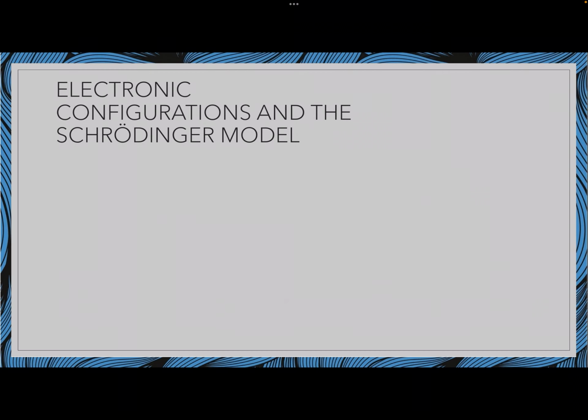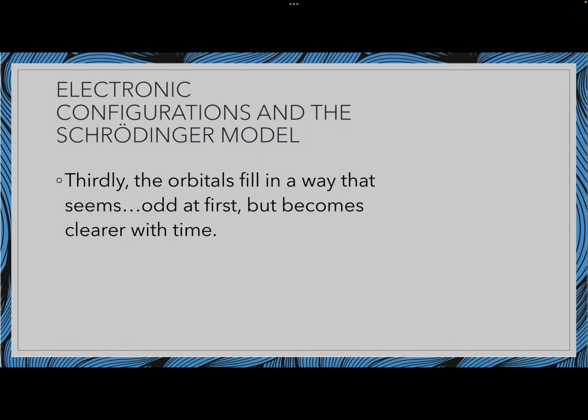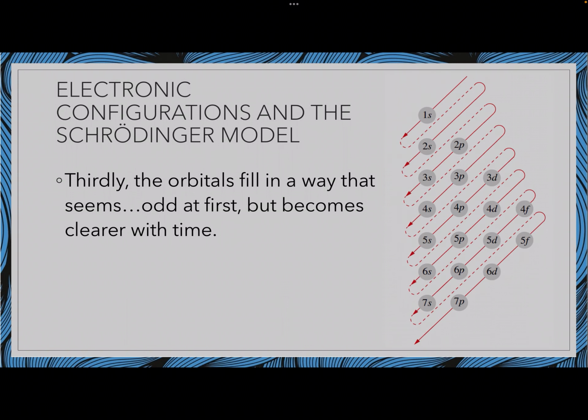And the third one is that the orbitals fill in a way that does seem kind of odd at first, but once we start to get a bit deeper into the understanding of it, it does become a bit clearer. Okay, so let's have a look. This is how they fill. I've actually given you this diagram at the top of page 42. If you're ever asked what is the electronic configuration of this atom, and you're not sure which way to fill them, this is how we do it.